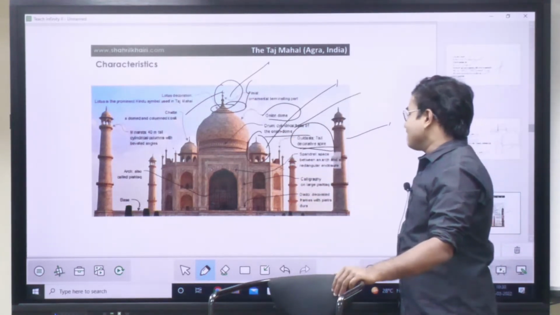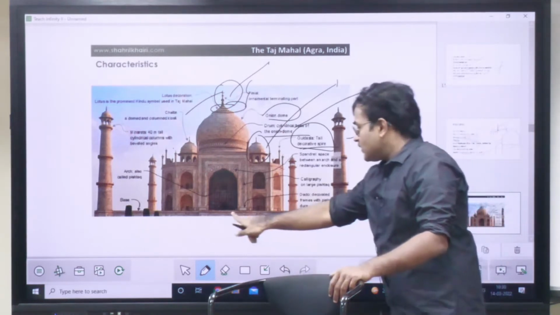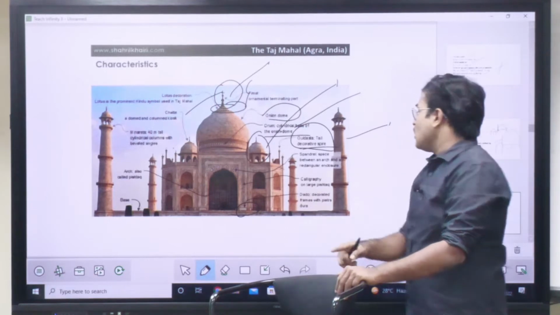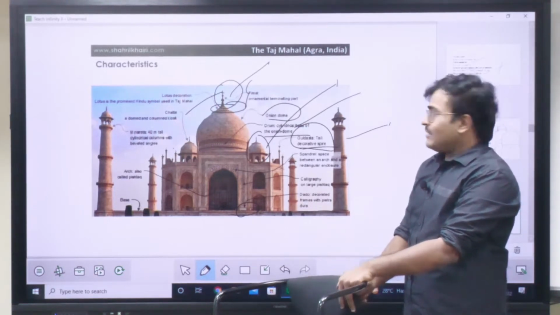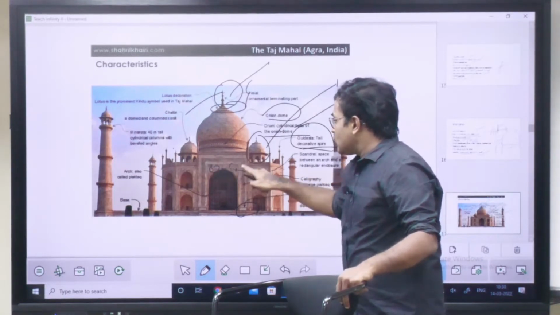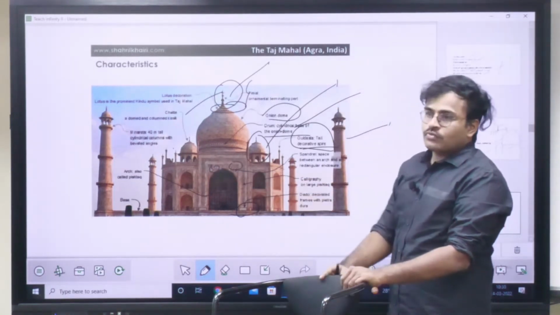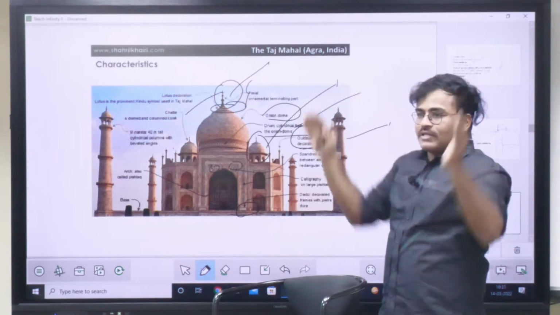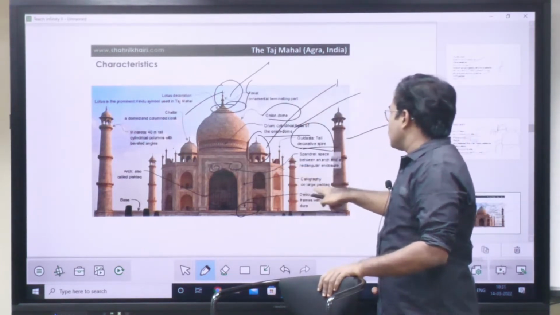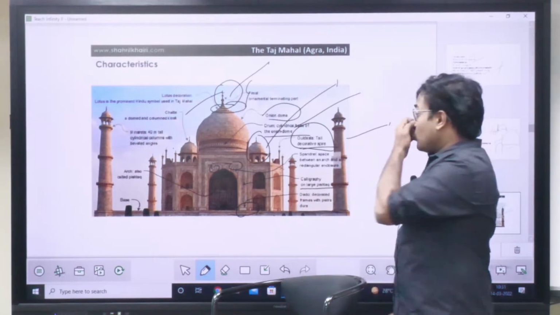Then along with that, the panels present below, which contain Pietra dura decoration, are known as dado panels. Dado panels. And this triangular region here, between the arch and the rectangular enclosure, is known as the spandrel. Sorry, I'll correct this shortly.